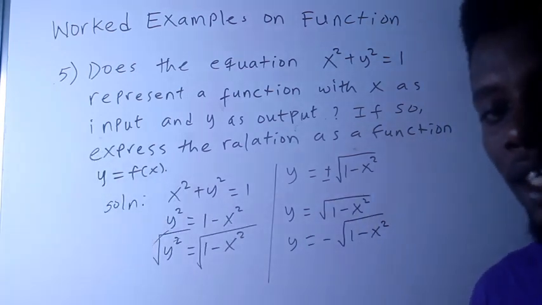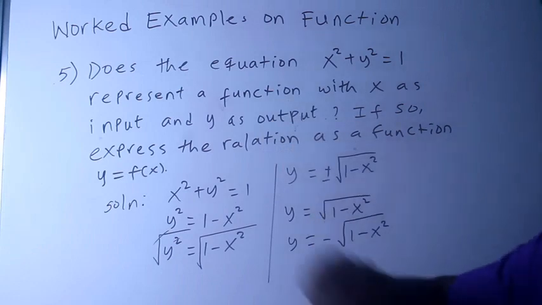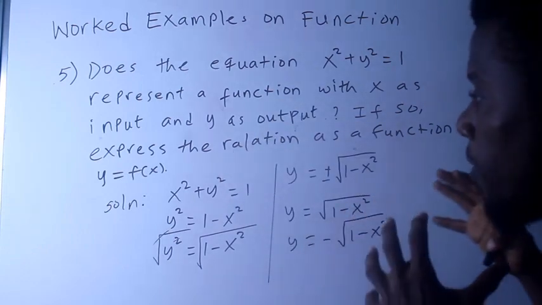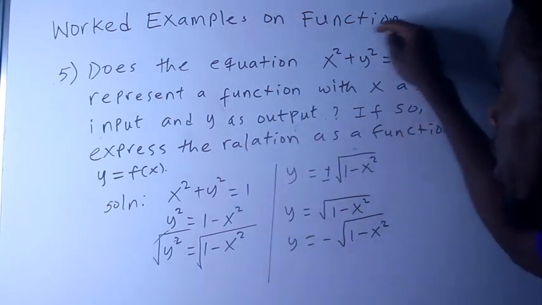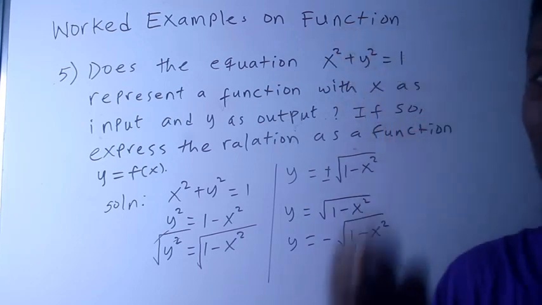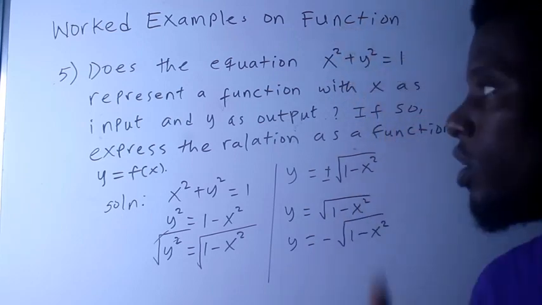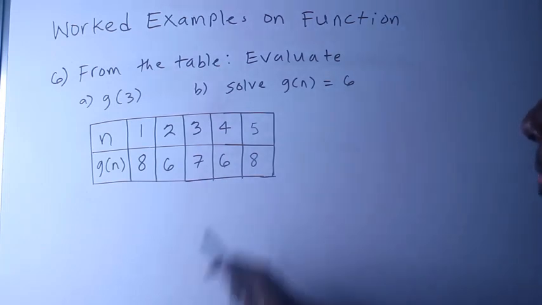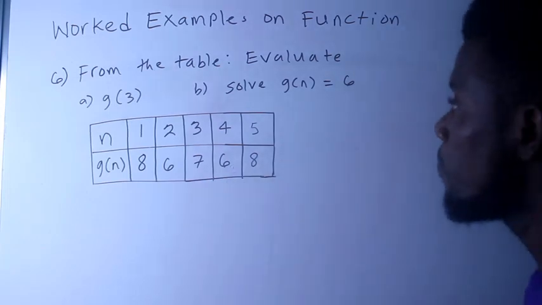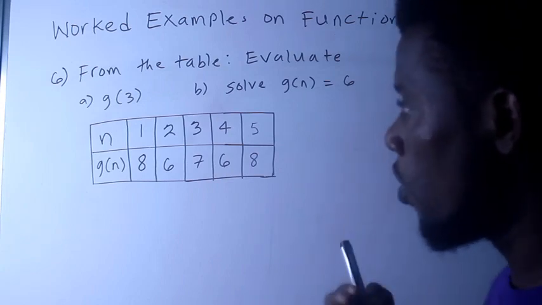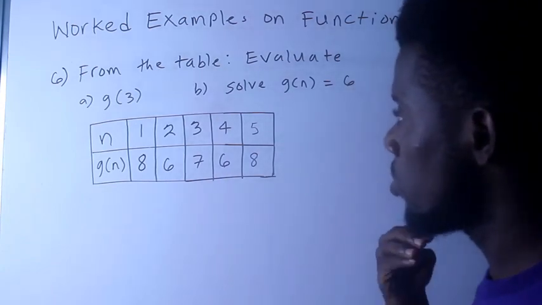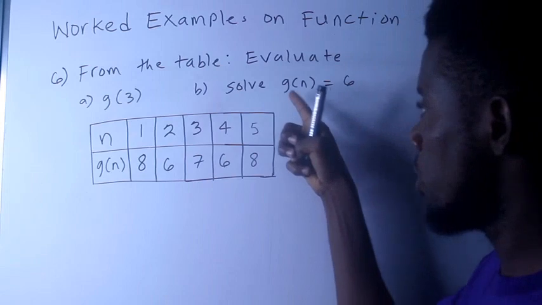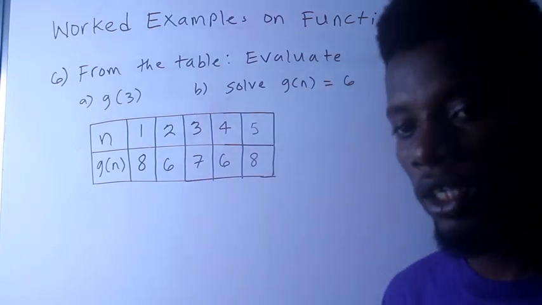So because a single x gives you two values for y, we say that this particular relation, this equation, does not represent a function. Let's look at example number 6. Example number 6 says, from the table, that means this table, evaluate g of 3 and also solve the equation g of n equals 6.